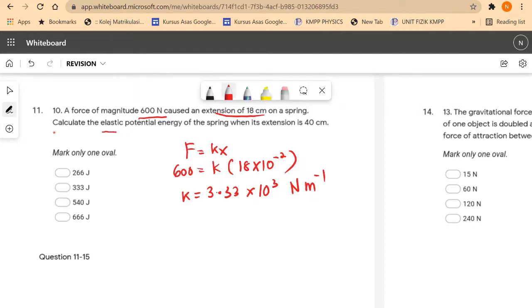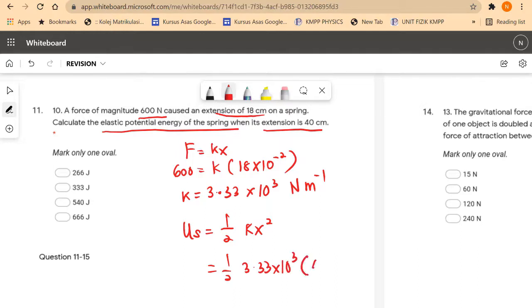And then you have to calculate the elastic potential energy of the spring when the extension is 40 cm. So the formula for elastic potential energy is Us equals half kx squared. Substitute k 3.33 times 10 to the power of 3 and x is 40 cm. So you have to convert to meter and then square this one. Don't forget to square. So the answer is 266.67 joule. So the answer is A. Number 10 is A.